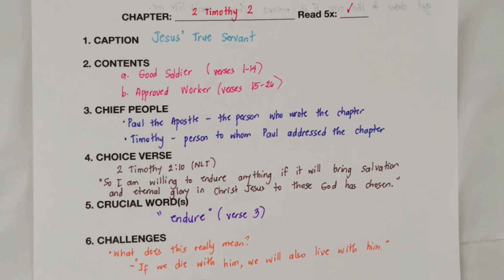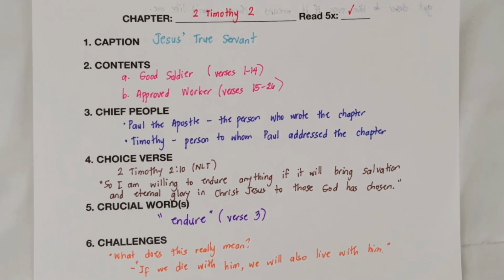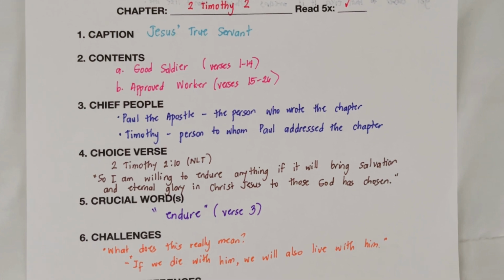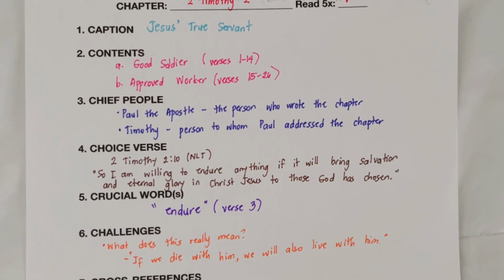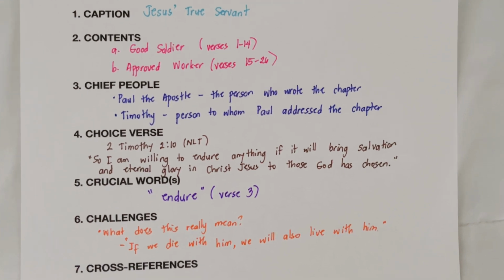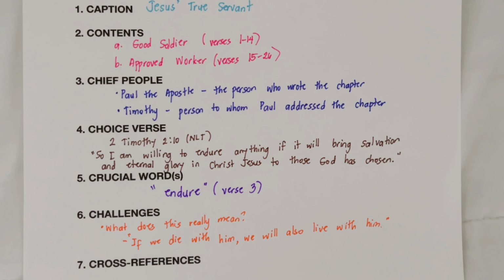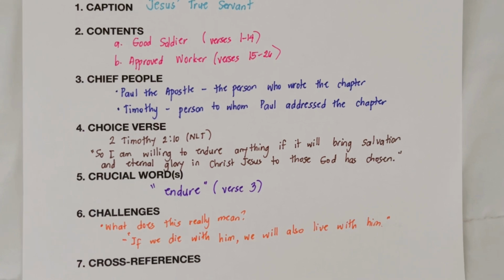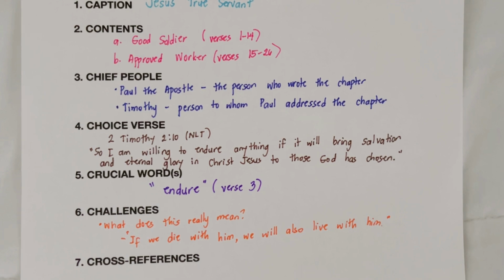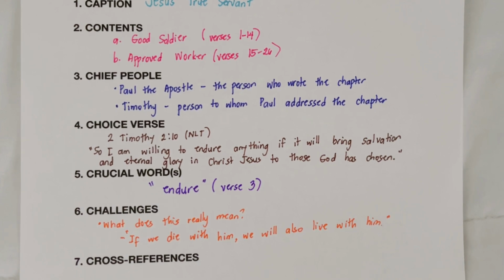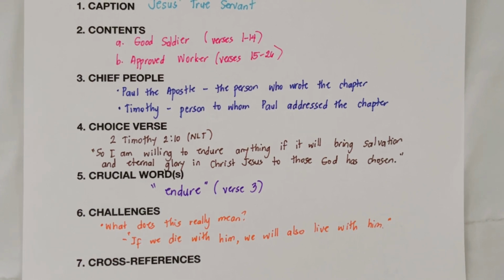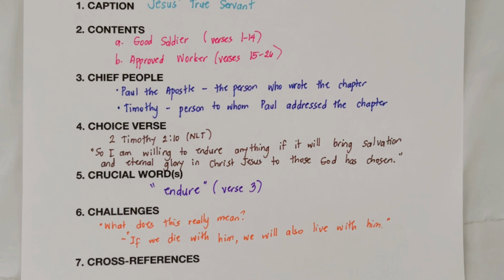Fifth is the crucial word or words. I chose endure, which is in verse 3. You can actually choose more than one word, but the most crucial word for me is endure. Paul cited several examples of people who endure to be able to perform the roles they have, like the soldier, athlete, and farmer. As servants of Jesus, we might face challenges ahead, but if we learn to endure, we will reign with Him, as Paul says.